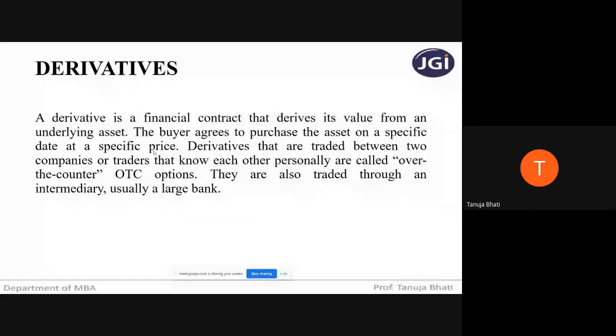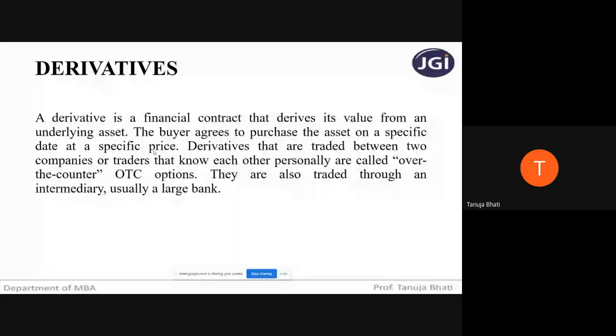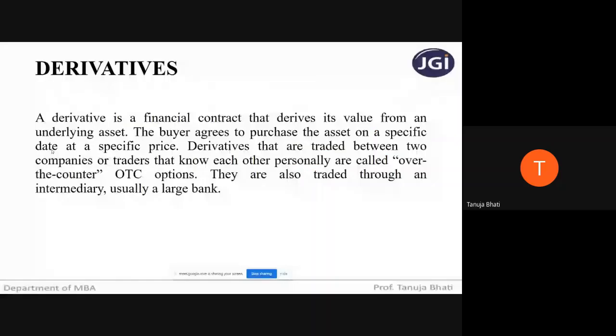So here the underlying asset's value will be 1 lakh rupees and not 1,50,000, because the derivative contract was entered for a value of 1 lakh. So the buyer agrees to purchase the asset on a specific date, whatever date is mentioned in the derivative contract, at a specific price, irrespective of the price prevailing in the market at that particular point of time. So once the price is fixed in the contract, at that price only the sale will happen.